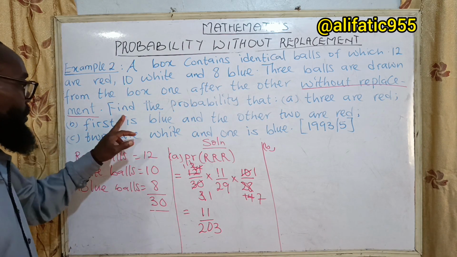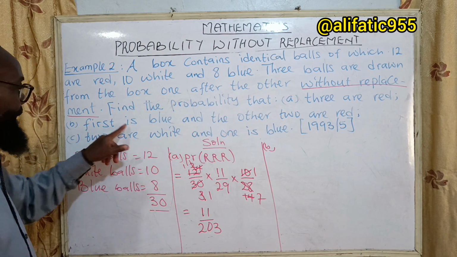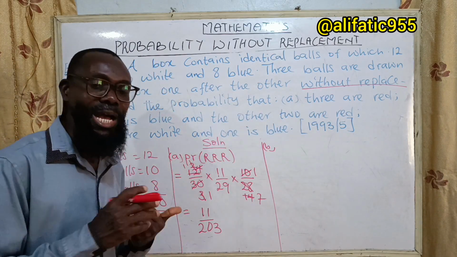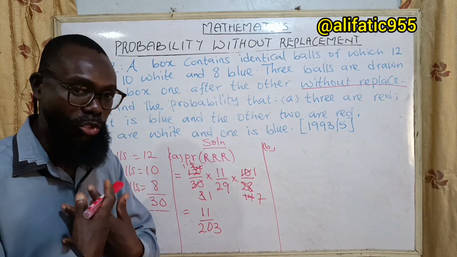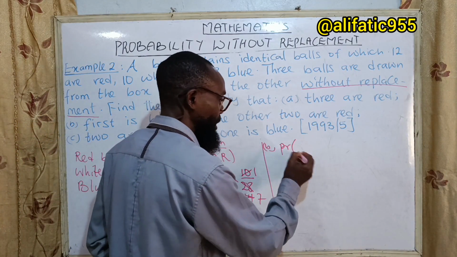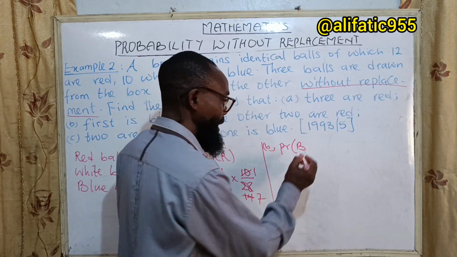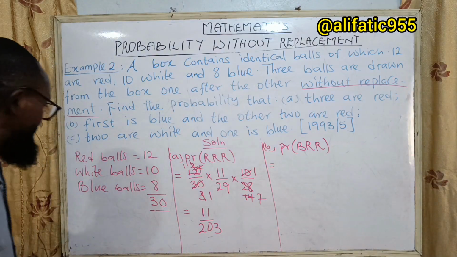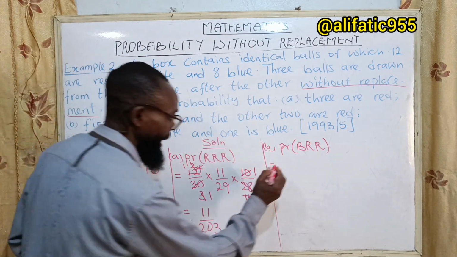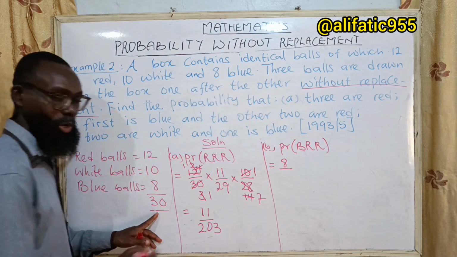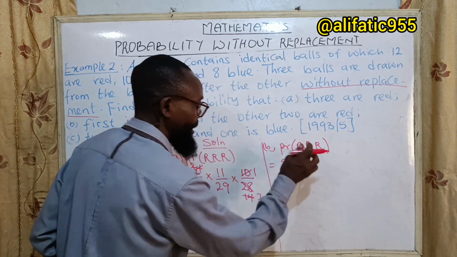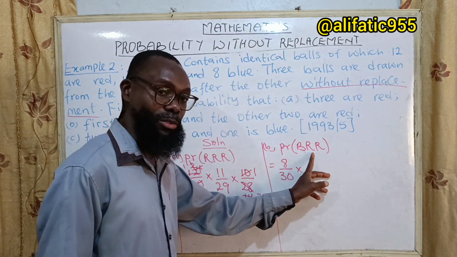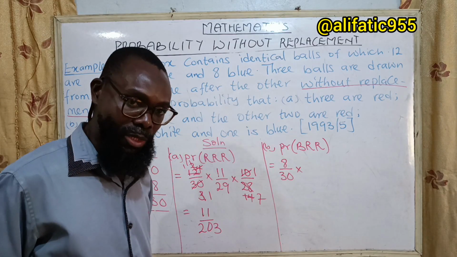Question B. Find the probability that first is blue and the other 2 are red. And means multiplication, don't forget. It means probability of blue, the other 2 are red means red and red. So which means probability of blue. How many blue do we have here? We have 8. 8 over total number, which is what? 30. Multiplied by how many red do we have? Red is 12.